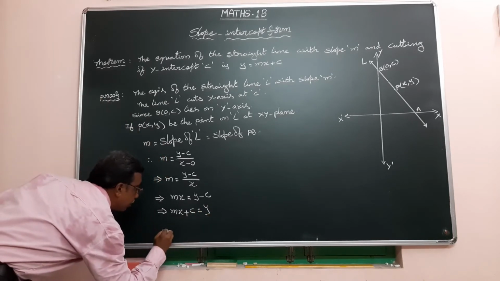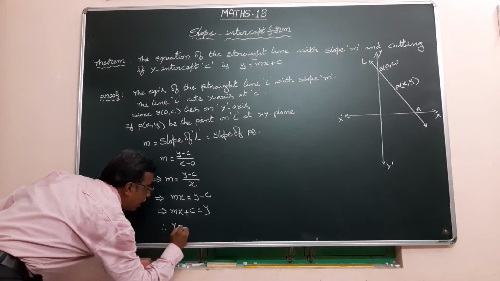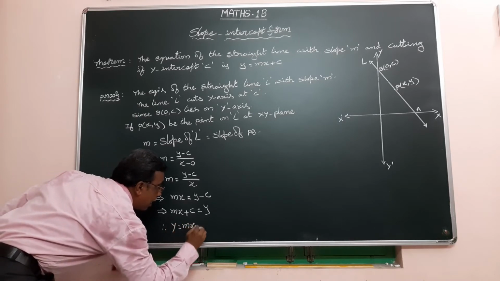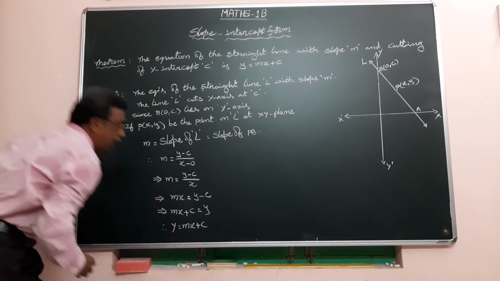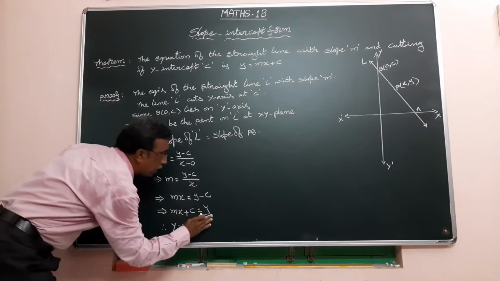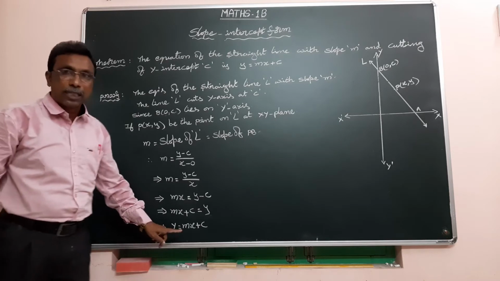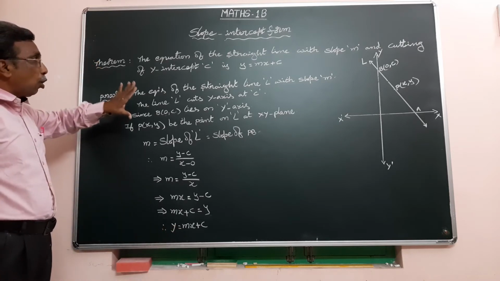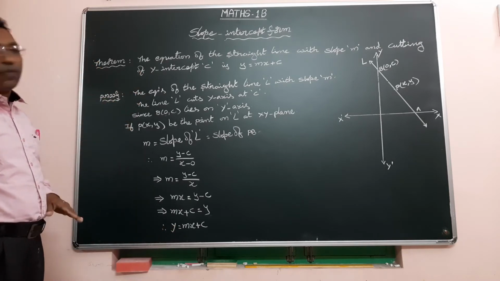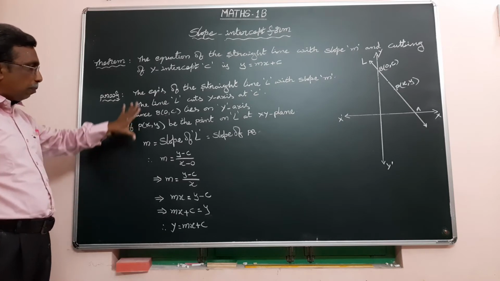Therefore y equals mx plus c. This is the slope intercept form.